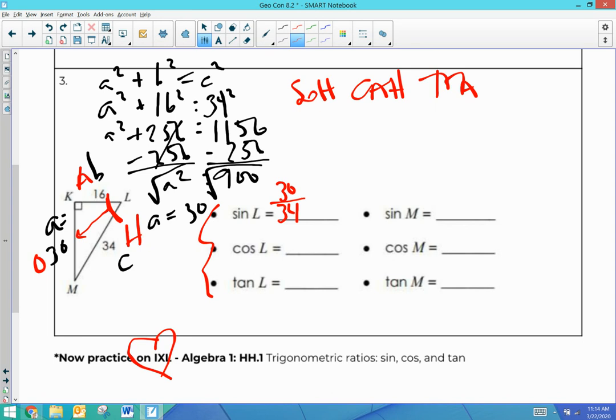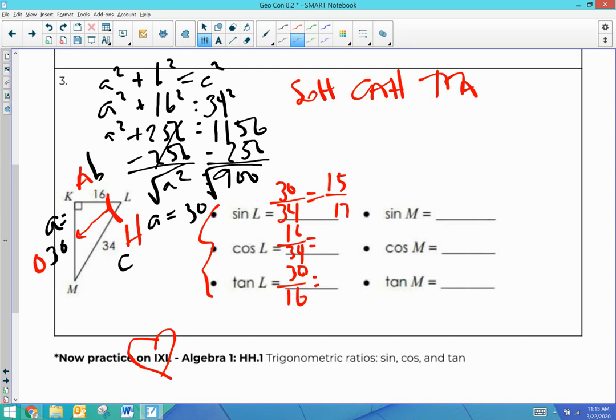Cosine of L, adjacent over hypotenuse, is 16 over 34. And then the tangent of L, TOA, opposite over adjacent, that's 30 over 16. All of these are able to reduce, which you can do in your calculator or on Desmos. I put a link in Google Classroom for the possible calculator emulators that you might need. So they're available for you there.